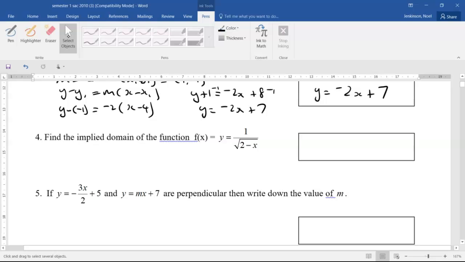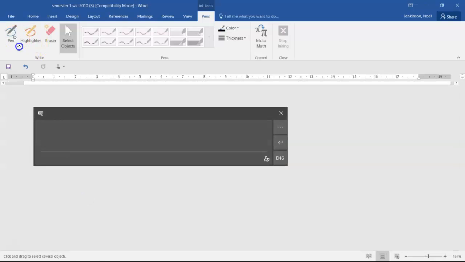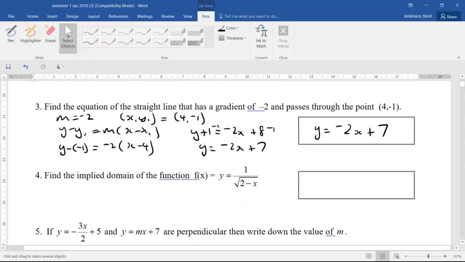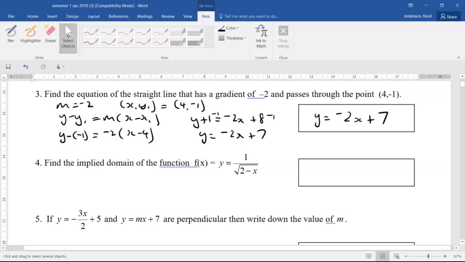Implied domain. Well, it's a fraction, so I know the bottom line can't be naught. It's in a square root, so it's got to be positive or equal to naught. Okay, so the 2, need the pen. Just made a mistake. Need the pen, that's okay. Got to make some mistakes as I get used to it. I'll just go back, get the pen.